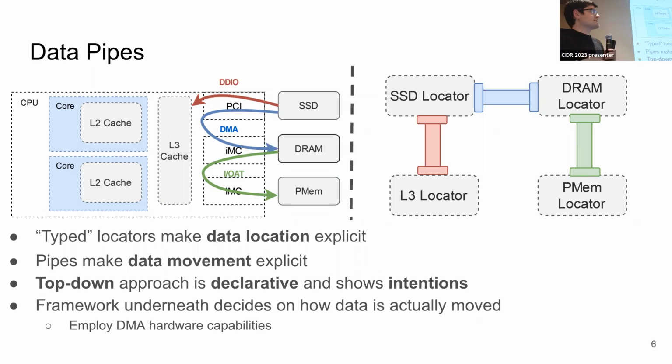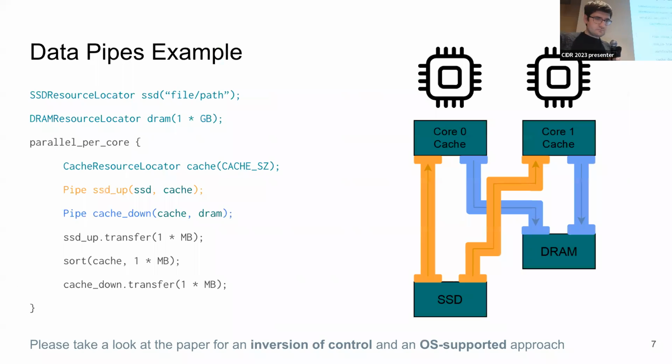But in cases where there is no pipe between two resources, we can also fall back to a software approach, of course. And now let's look at an example of how this could look in code. So take our earlier example of an external sort again. We have some unsorted runs on SSD. We want to move them into the caches, sort them there, and then put them back to DRAM, where they can later be moved to a buffer.